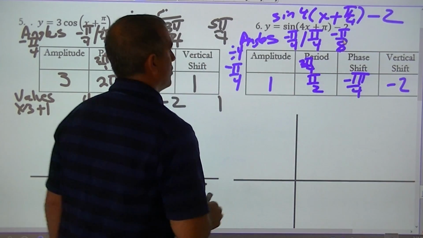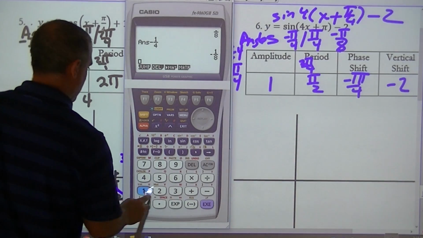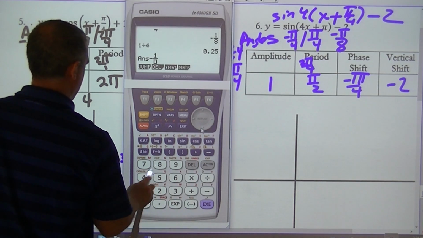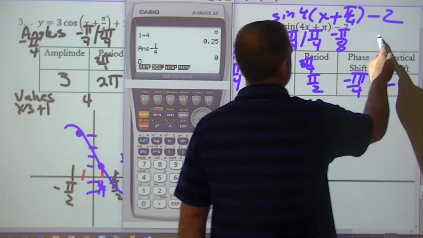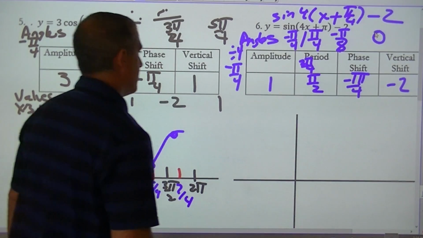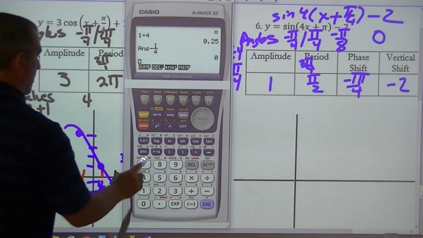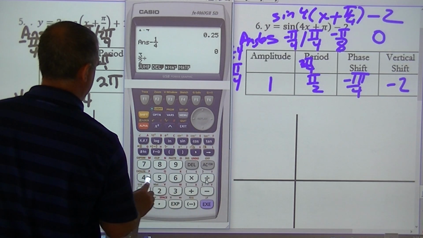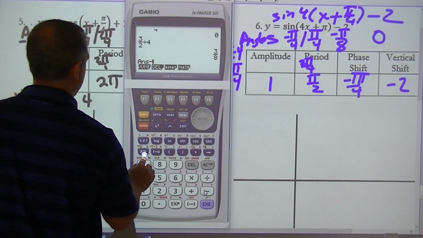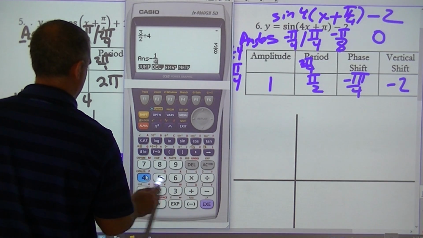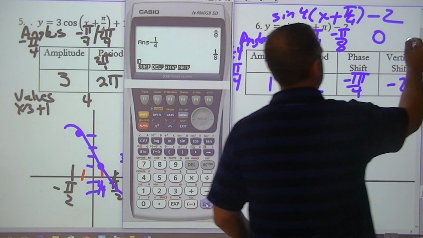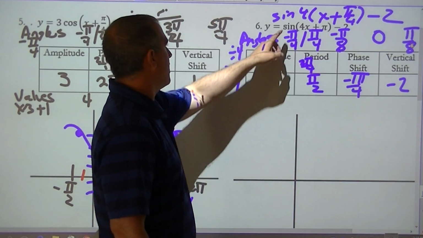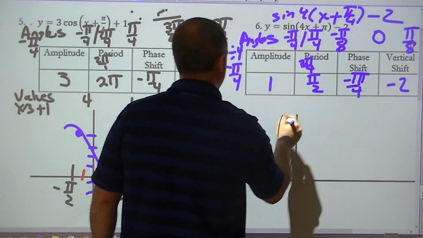Okay, then I would go to pi, so 1 divided by 4 minus a fourth would be 0. And then the last one would be 3 pi over 2 divided by 4 minus a fourth, pi over 8. The values associated with that, since it's sine, would be 0.